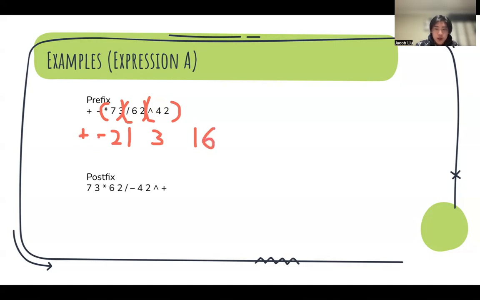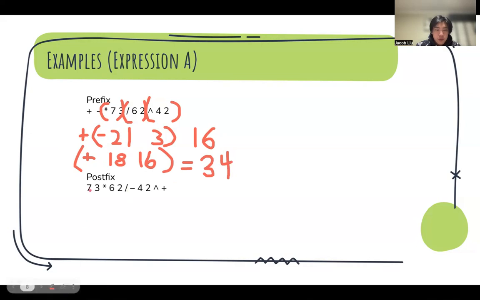Now you just keep going, right? So you repeat the same steps. Does plus have two numbers directly after it? Nope. Does minus? Yes, it does. So we rewrite the equation again: plus 18, 16. Now does plus have two numbers directly after it? Yes, it does. And then our final answer, plus 18, 16 is 34. Yes, 18 plus 16.